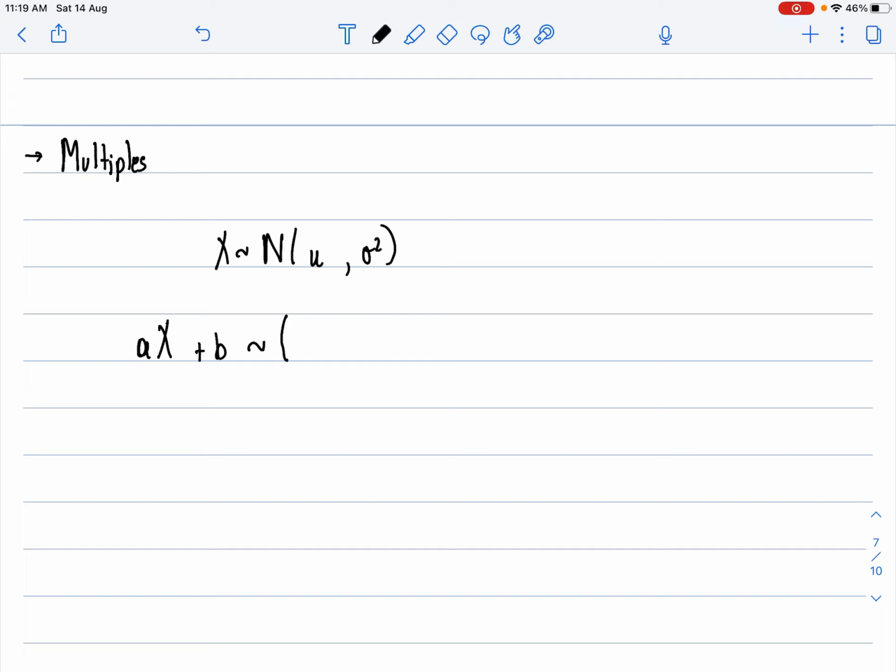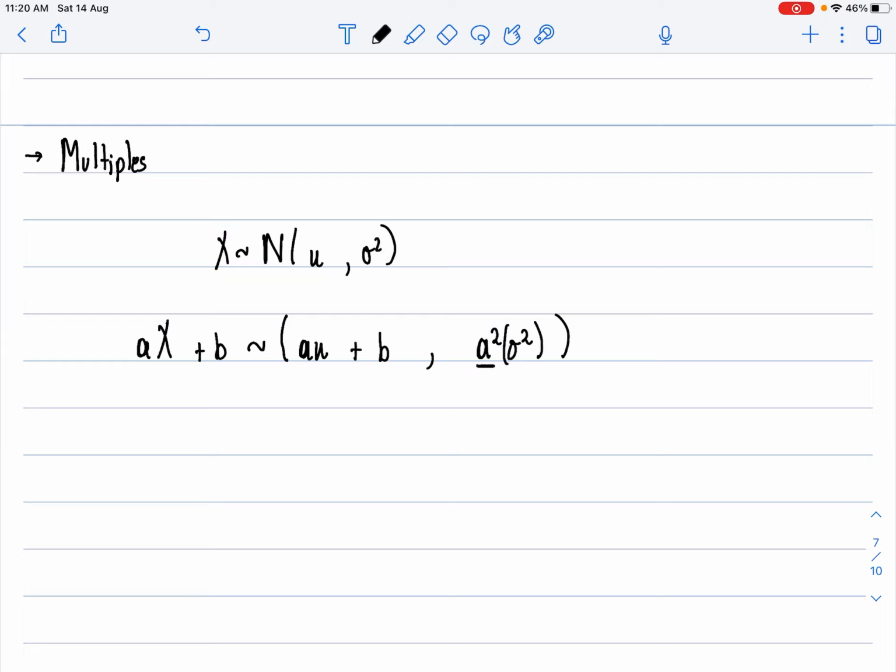The mean will basically be a into the mean of x, plus b, which is the constant. Now the variance will basically be a square into the variance. This is what you basically need to know. Here the a is squared because it's a multiple. Because it's basically a weight, if it's twice, thrice, something like that, correct?